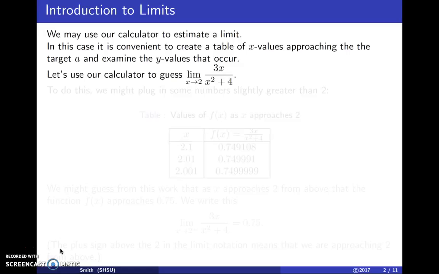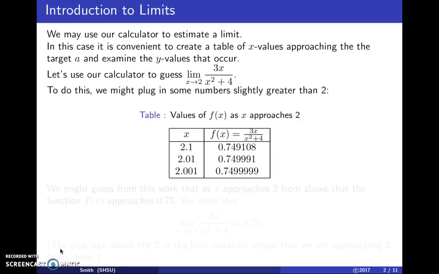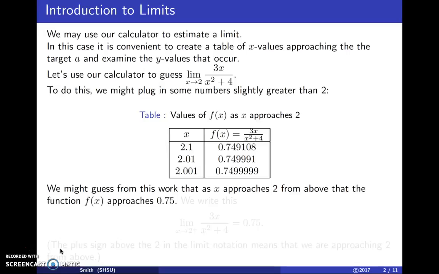Let's use our calculator to guess the limit as x approaches 2 of this quotient. We're going to do this by coming up with some x values close to 2. We don't care about what happened at 2, but we want some x values close to 2. So we might create a table like this. Here we have x values like 2.1, 2.01, 2.001. Notice these x values are getting close to 2, and my function output is 0.749 something. We might guess from this work that as x approaches 2 from above, the function f of x is approaching 0.75. And so we would write it this way.